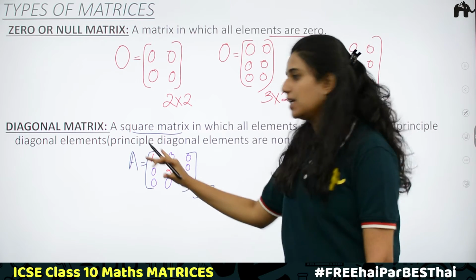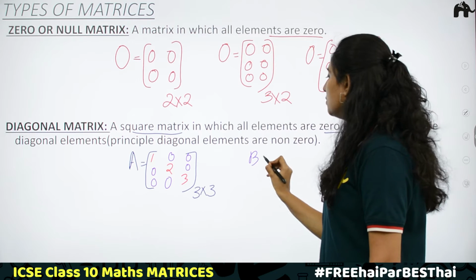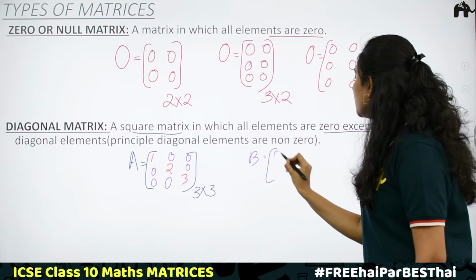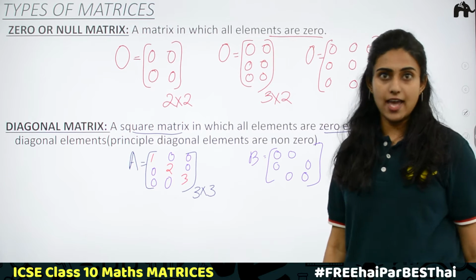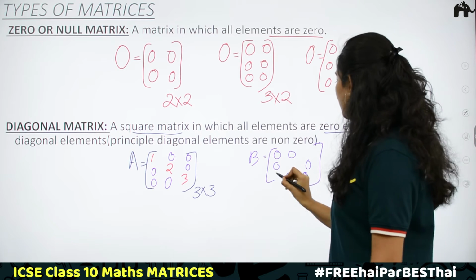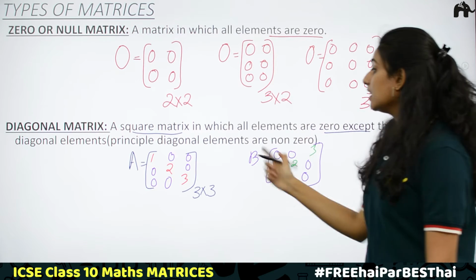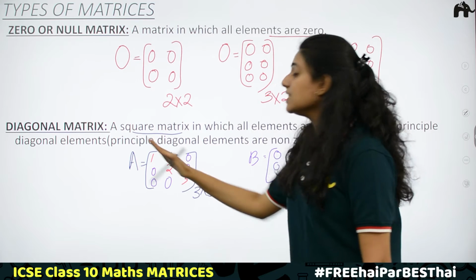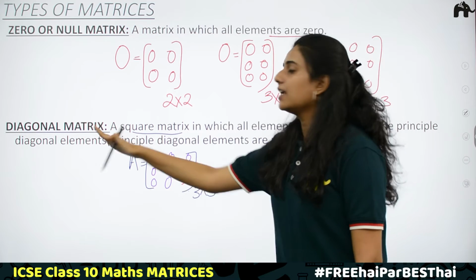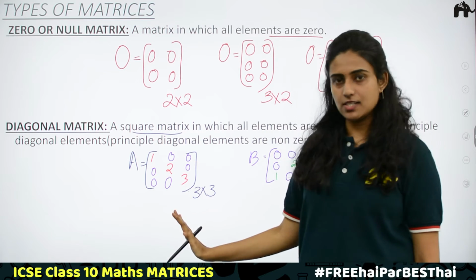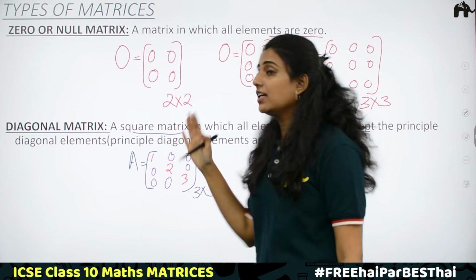So, this is the principal diagonal. We have another diagonal here. If you take a matrix B, B is equal to 0, 0, 0, 0, 0, 0. These are non-diagonal elements. And the diagonal elements, we are taking 1, 2, 3. These are also diagonal. In this case, we need the principal diagonal elements as non-zero. Then it is said to be a diagonal matrix. Understood the concept of diagonal matrix? So, this is an example of a 3 by 3 matrix where we have a diagonal matrix.